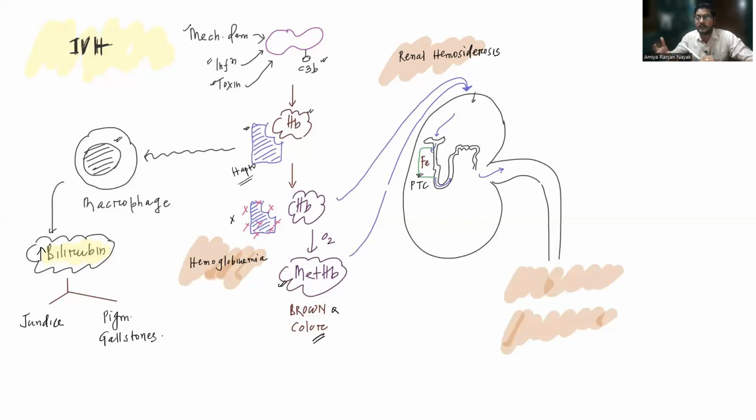Okay, so some of the free hemoglobin and met hemoglobin can be absorbed, but not all of it. Whatever cannot be absorbed will pass into the urine. So in the urine, what are you going to get? You will get hemoglobinuria. And some of the hemosiderin deposited in the proximal tubular cells can also come into the urine. So they can also cause hemosideruria.